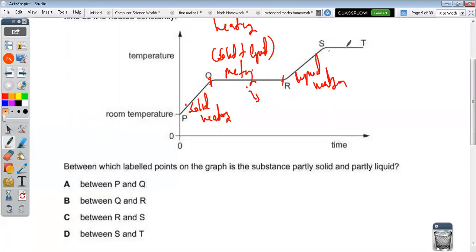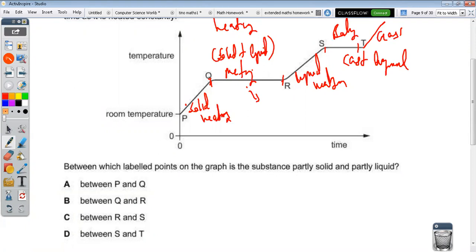Then now it's boiling. So at boiling, we expect to have a combination of what? A gas plus liquid. Liquid, yes, because the liquid is turning to a gas. Then after that, we have this. It's completely a gas to complete this cooling curve.